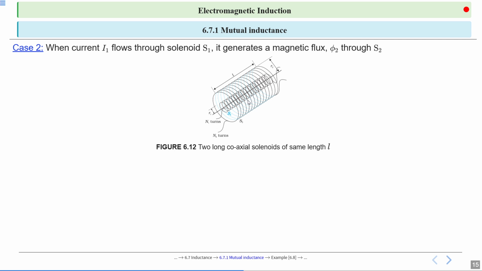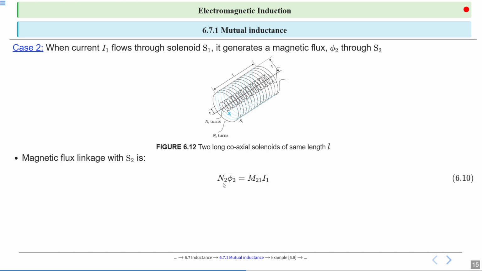Now in case 1, due to the current flowing through S2, there was a magnetic field inside this solenoid, and that magnetic field was inside this S1 coil also. So we calculated the flux linked with this S1 coil. Now we are going to calculate the flux linked with this S2 coil due to the current flowing through this S1 coil. So magnetic flux linkage with S2 coil will be N2 phi 2 equal to M21 I1.